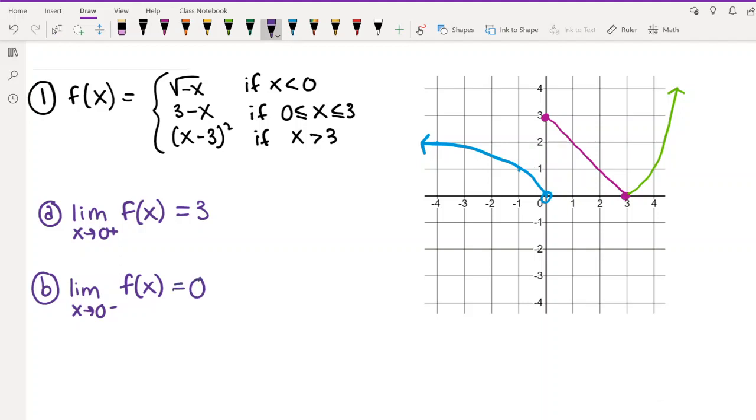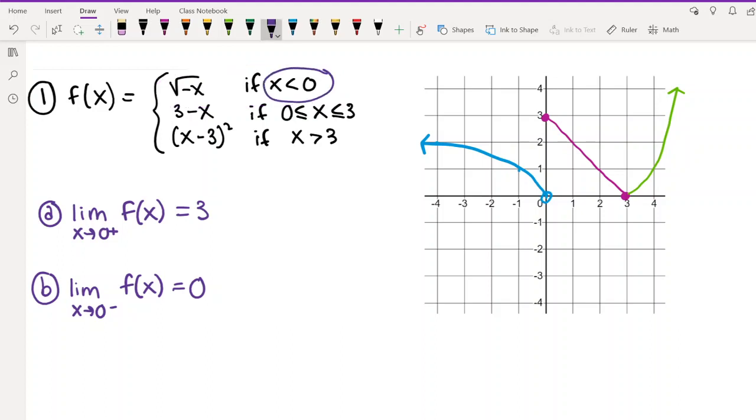And it does not matter that there's an open circle on the graph there, because we don't care what's happening at x equal to 0. We only care what's happening as x gets close to 0 from the left. Similarly, the first function is the one you use when x is less than 0, so you could plug 0 into that equation. If you took the square root of negative 0, that would give you 0. So rather than look at the graph, you could have just plugged 0 into the top equation.